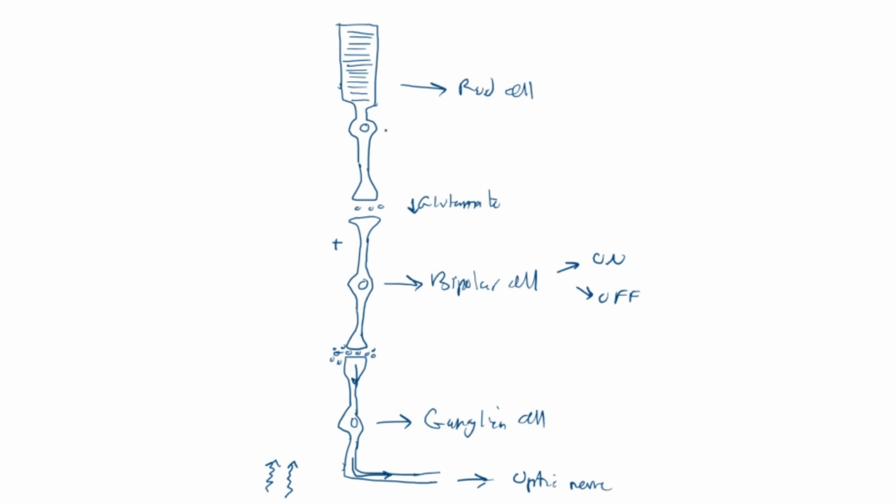So in general, when light hits the photoreceptor cell, it hyperpolarizes and releases less glutamate. The reduced levels of glutamate in the synapse between the photoreceptor cell and the bipolar cell will stimulate the bipolar cell to depolarize. When the bipolar cell depolarizes, it releases more neurotransmitters, which stimulates the ganglion cell. And then the ganglion cell will produce an action potential and send it to the optic nerve, which eventually goes to the brain for processing.